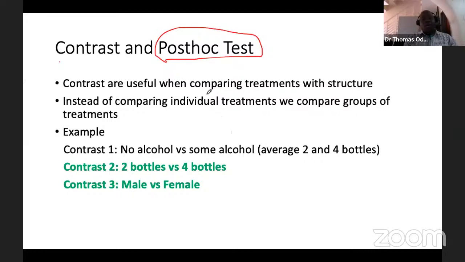Okay, Annette asks, is residual the same as error term? Yes, residual and error are always used interchangeably. Thank you for the question.